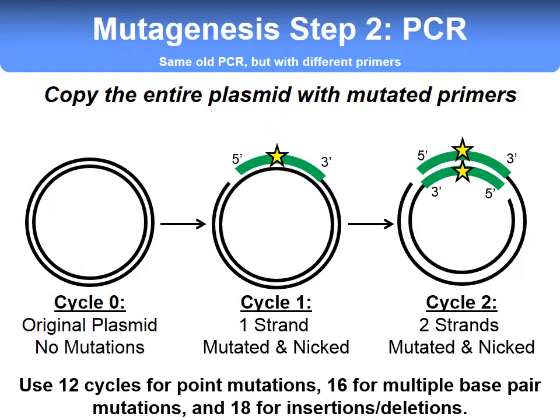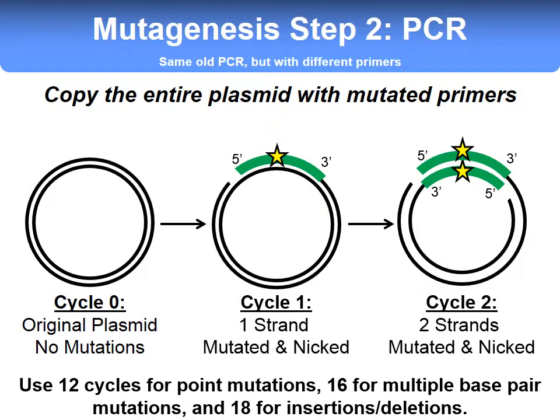Now, since we have these problems with stability and these nicks, we actually use fewer cycles for the PCR. If you're doing a point mutation, you only use 12 cycles. If you're doing a multiple base pair mutation, use 16. For insertions or deletions, the efficiency of those reactions is even less. You go up to 18. Now remember, in PCR we use 30, or at least 25 cycles. Here, we don't really need to do that.